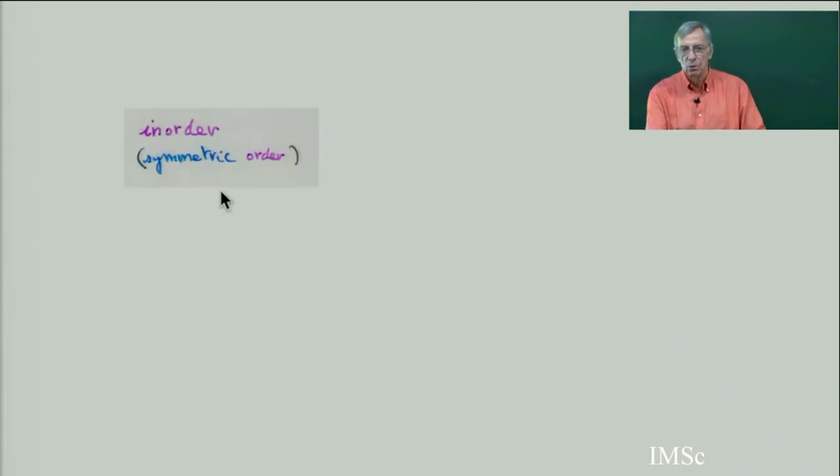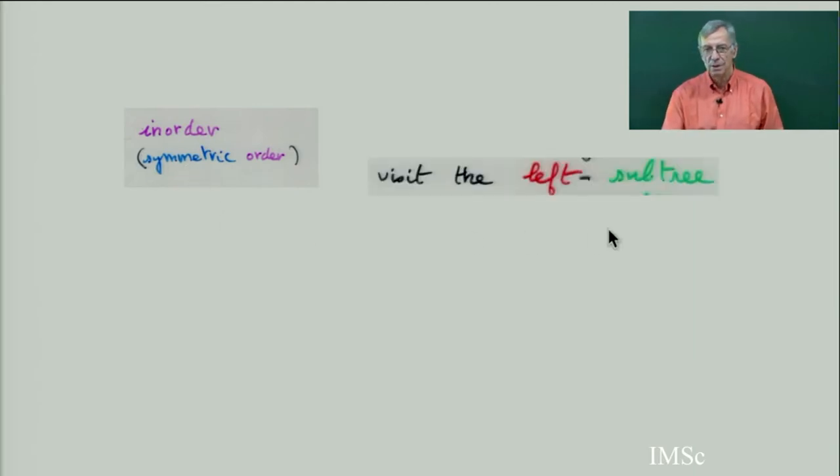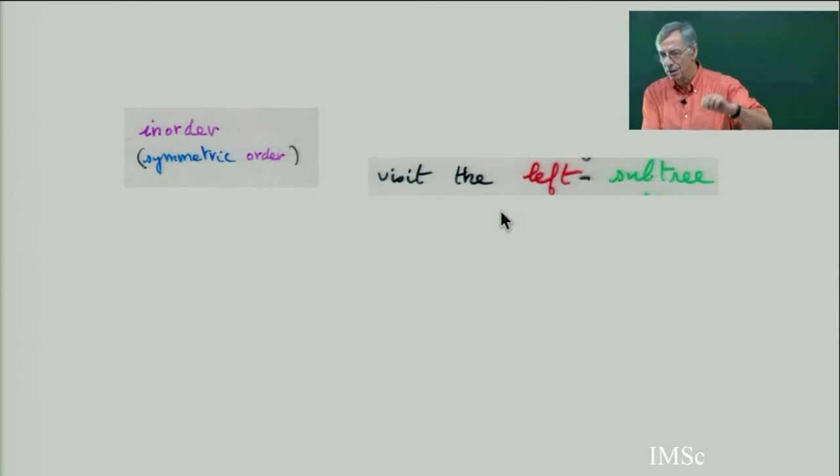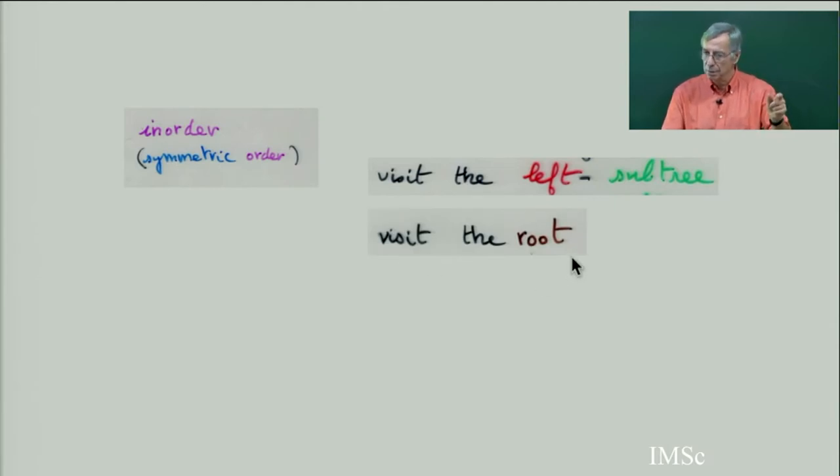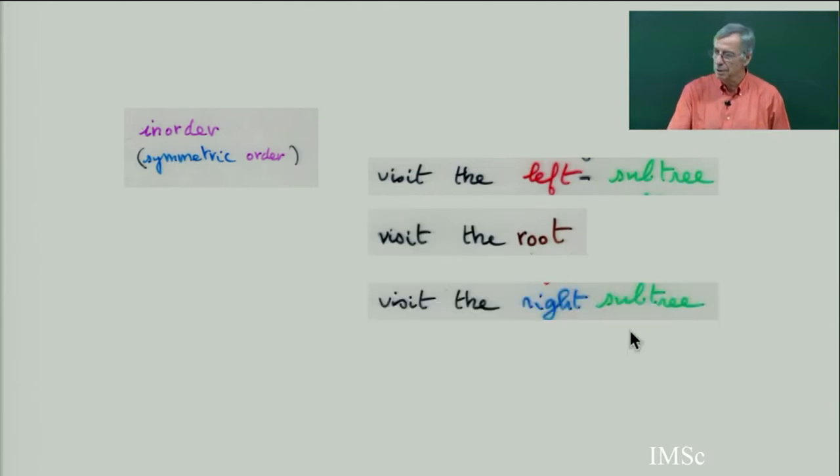You can order the vertices of a binary tree: prefix order, in order, post-order, etc. I will use in order, or symmetric order, which is defined in the following way. I'm going to visit all the vertices of the binary tree once and only once. First, you visit the left subtree, which means this is a recursive definition again: you take the left subtree, then you apply the definition again. Then you visit the root, and then you visit the right subtree.